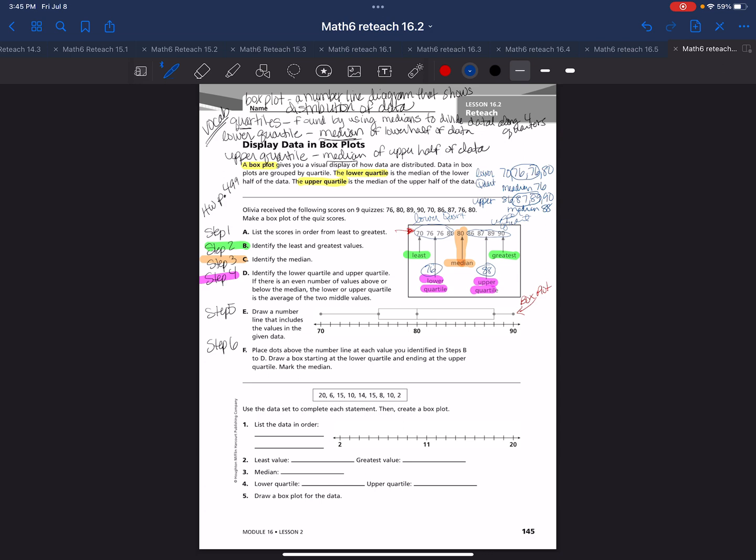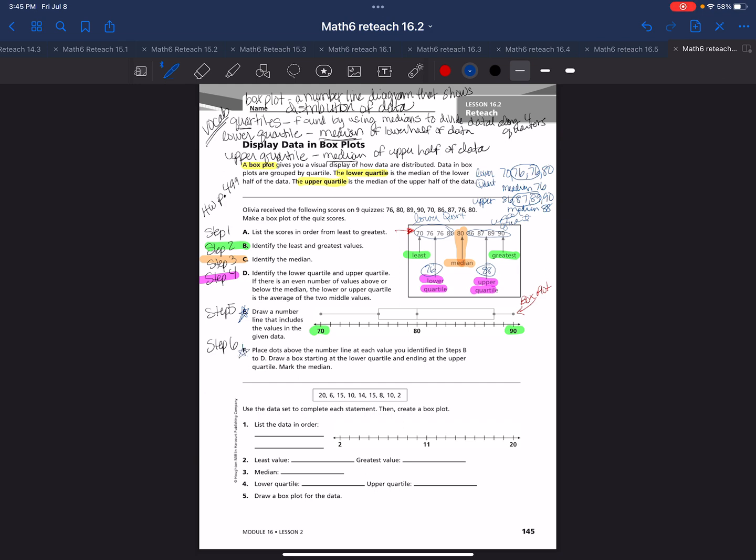All right, step 5. Now we're going to go ahead here and draw a number line based on the data. So I know that the least number was 70, and my greatest number is 90. So my number line needs to go from the least to the greatest. Then I need to make sure that that includes all the values of the data set. Okay, so it does that. And now I'm going to go to step 6.